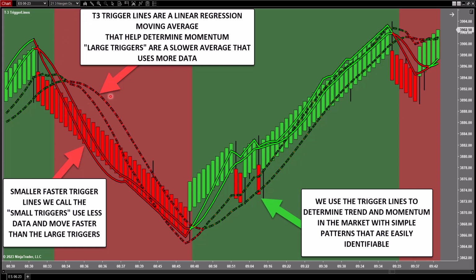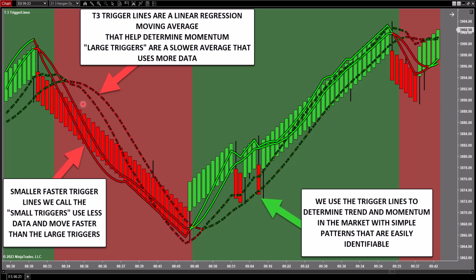There's two sets of trigger lines. There's a linear regression and an average of that line, and then there's a linear regression and an average of that line. So basically it's like two moving averages, if you will. And a moving average crossover is probably one of the oldest technical analysis tricks in the book. Again, we're using theories that have worked forever.